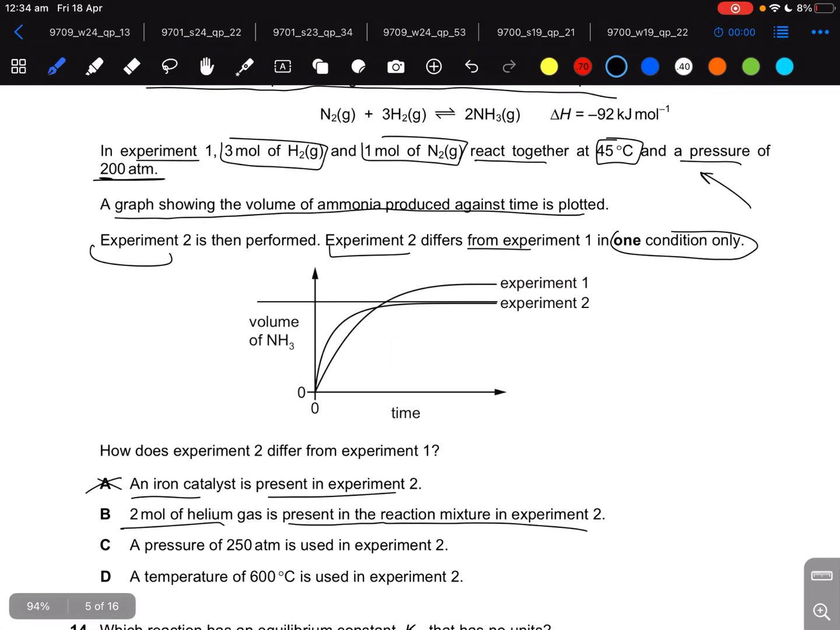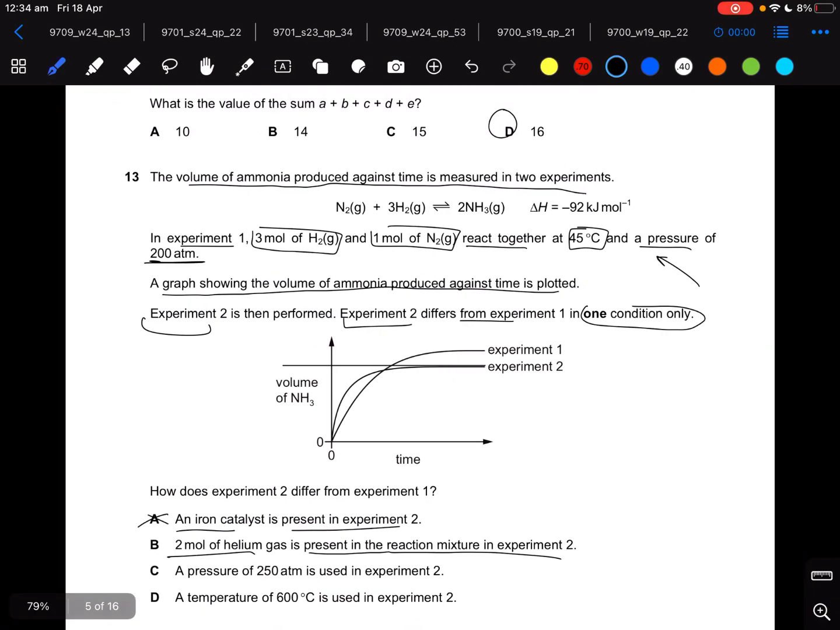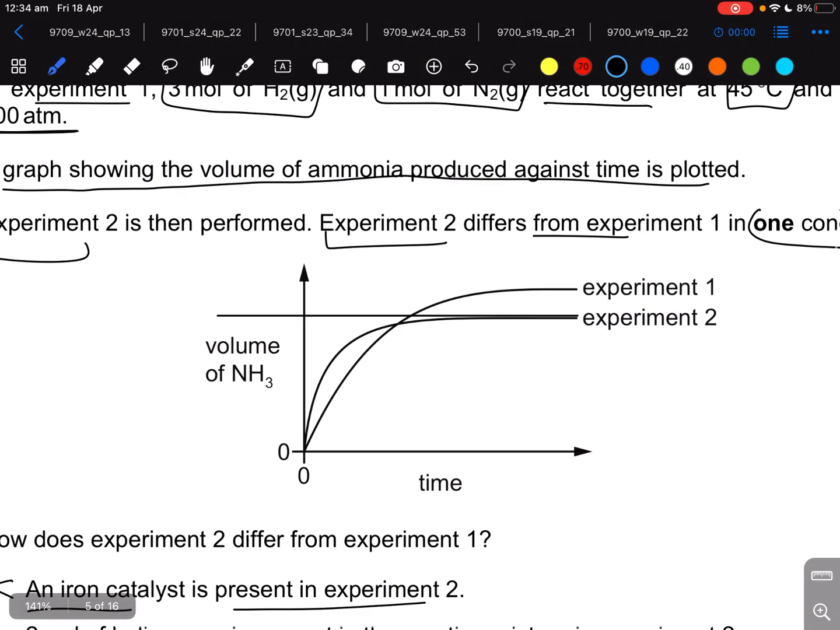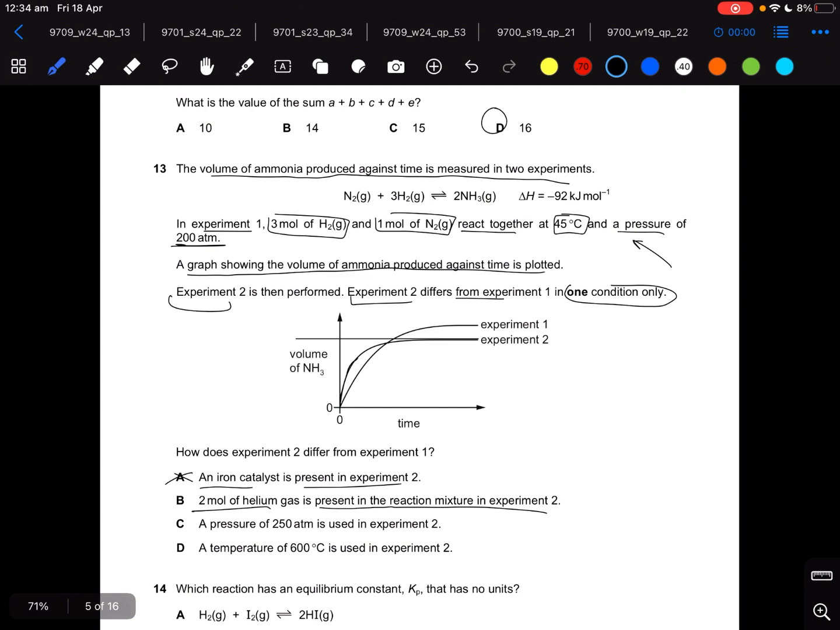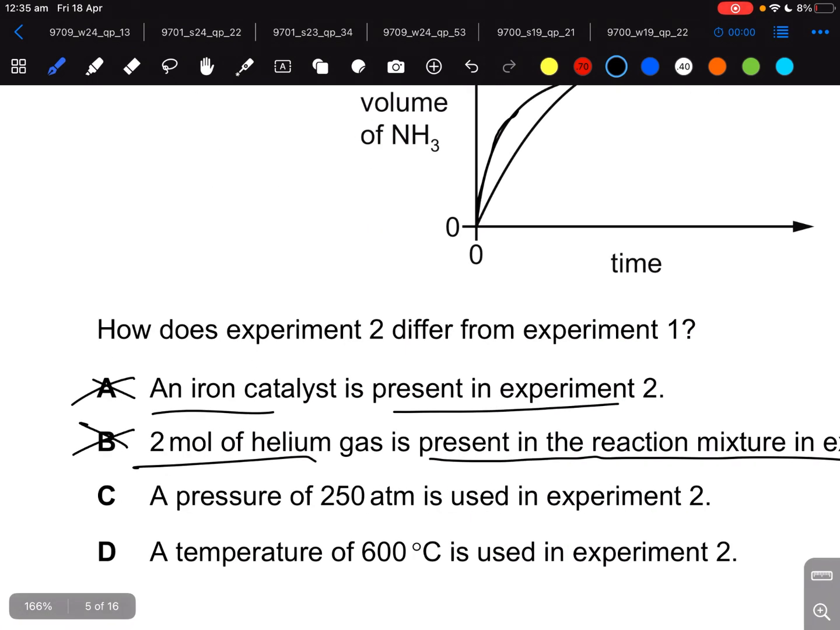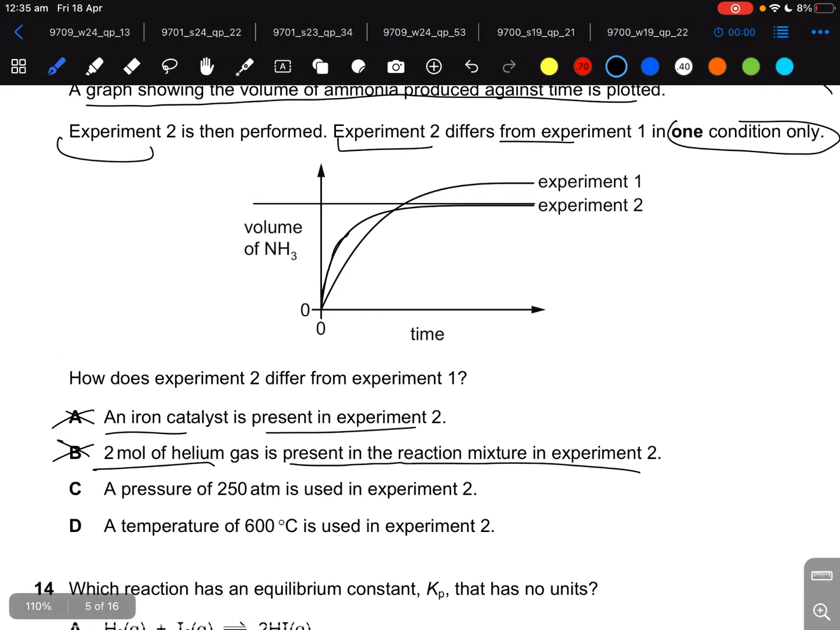Helium gas is fairly inert, so if you add an inert gas, you increase the pressure, but it won't really affect the rate, because here you have a faster rate in experiment 2 but a lower volume. So adding an inert gas does increase the pressure, but it doesn't affect the partial pressures of the reactants and the products. And for something to affect the rate, you need it to affect the partial pressures. So adding an inert gas doesn't really affect the rate, because it keeps the partial pressures the same as the volume is kept the same.